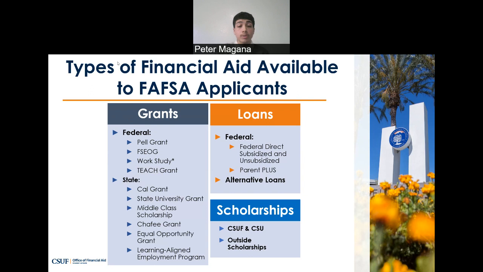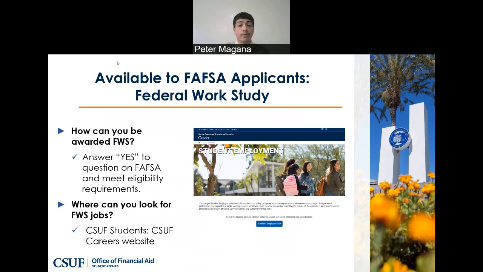We also have scholarships that are offered through Cal State Fullerton as well as the CSU system, and any other outside scholarships that you apply for. So in order to apply for scholarships or be determined for scholarships, some of them require you to have a FAFSA application. So it's important to submit those that could qualify you for, if not the scholarship, for additional grants and loans. So available for FAFSA applicants, the federal work study.